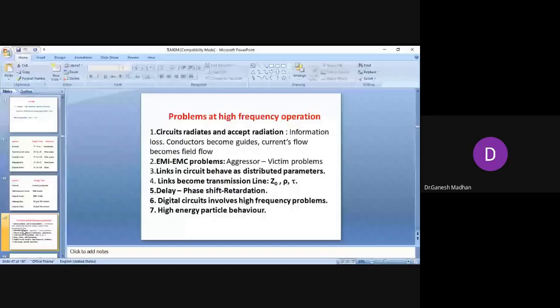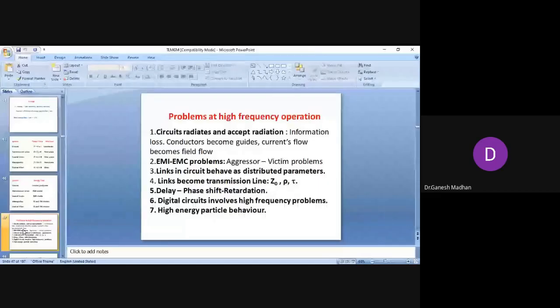Delay leads to phase shift, and digital circuits have high frequency effects and high energy particle behavior, because as I already told, at high frequency the energy is quite high.